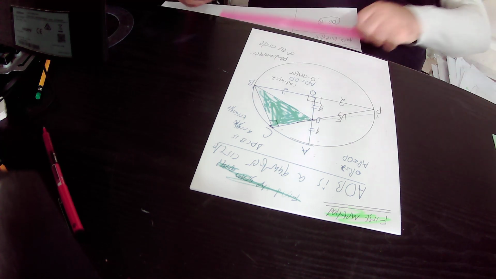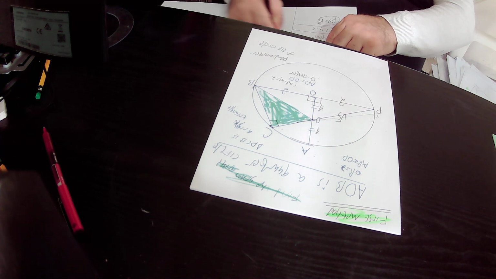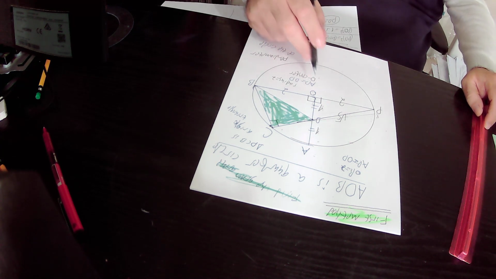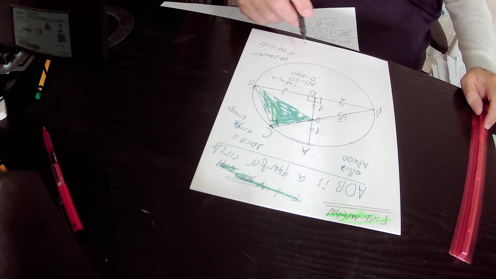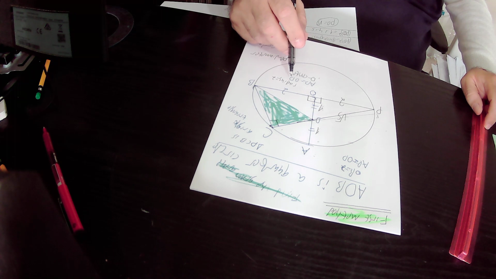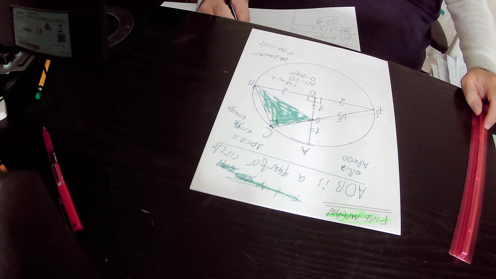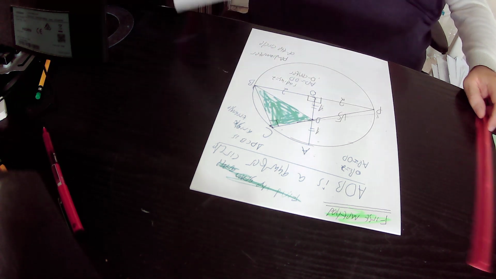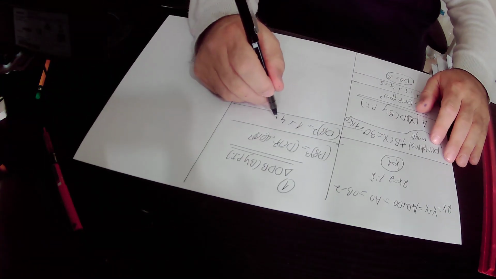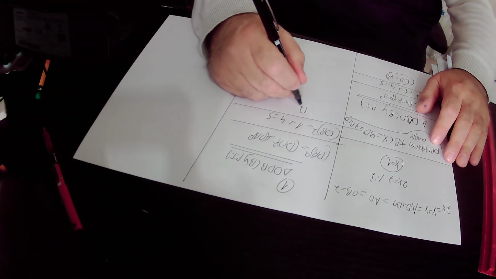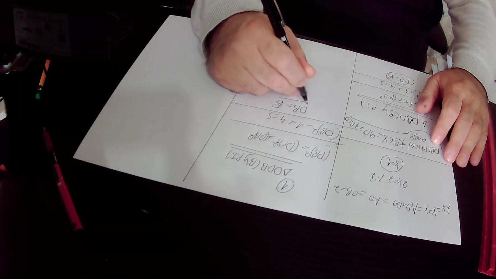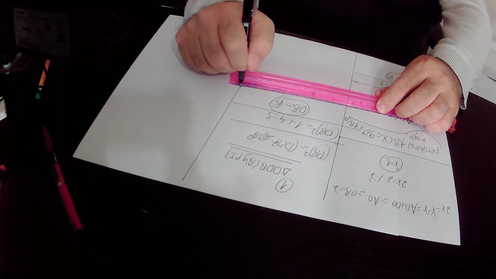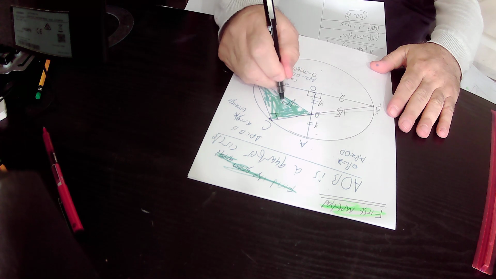So DB square equals DO square. DO equals 1, so DO square is 1 square, that is 1, plus OB square. OB is 2, so OB square is 2 square, that is 4. So in conclusion, we found out that DB square equals 1 plus 4, that is 5. We take the square root of this equation and we get that the hypotenuse DB equals the square root of 5 units.